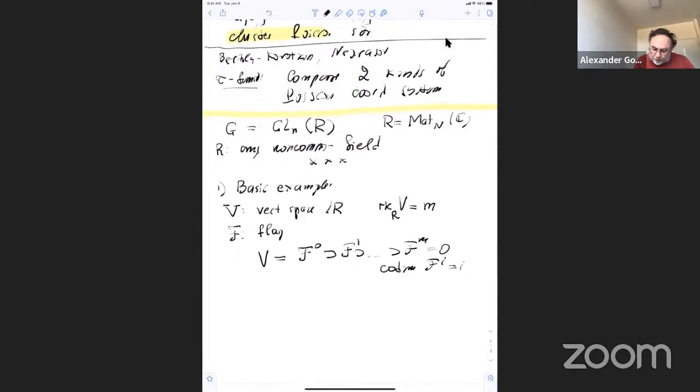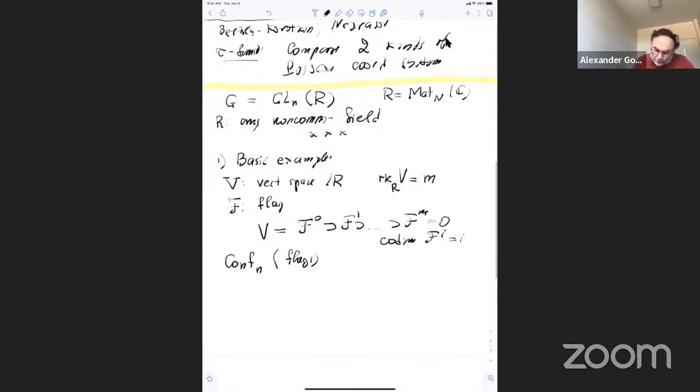And the question is how to understand collections of flags in a vector space over a non-commutative field modulo the action of GLN. So you can say something like that. You want to consider configurations of some number of flags modulo the action. And we want to describe some cluster coordinates in this space. So let's do the first non-trivial example. Let's consider a situation when we have two flags. So let's start with the definition.